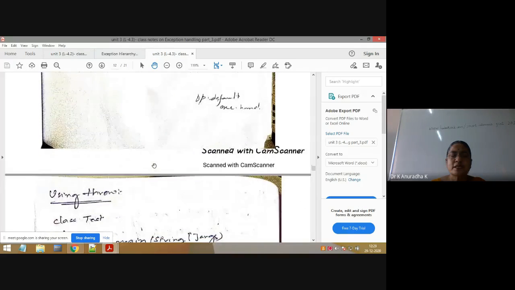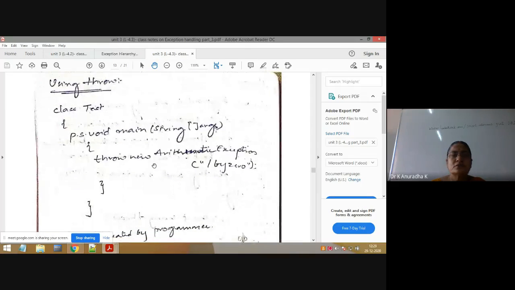Now the same program I am writing using throw. Class Test, main method, throw. This is the throw keyword. After throw, you should write an exception class object, any type of exception class object. What does it mean? The programmer is creating the exception class object using throw, and the programmer is handing this object over to the JVM. That's it.